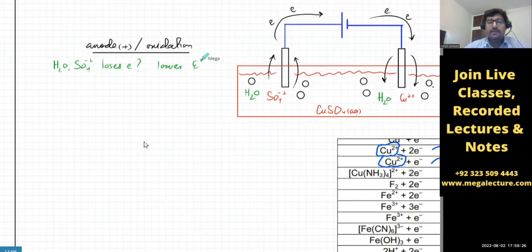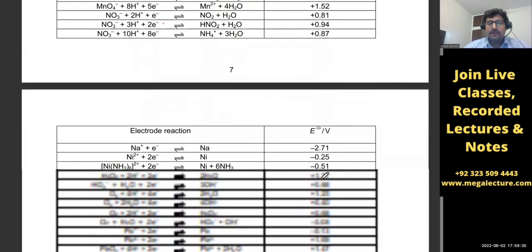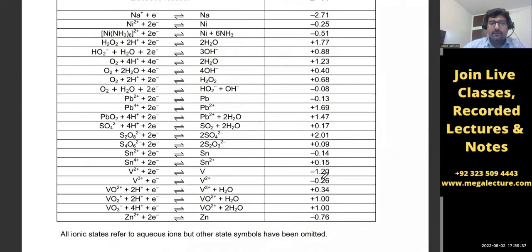So now I'm going to open the data booklet again, and I'm going to try and figure out equations where water and SO4 minus 2 are losing electrons. You can remember, at the anode there will be no gain, it's going to be loss of electrons. So open the data booklet again, and I've got this one equation where SO4 minus 2 loses electrons backward, so I've got 2.01 volts. I've got two equations for water.